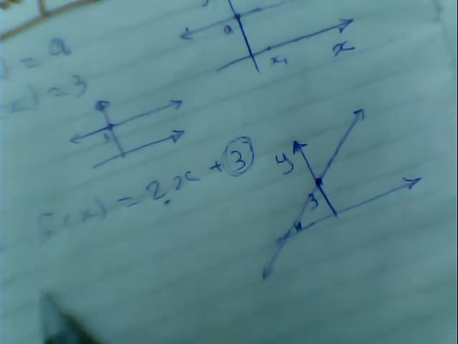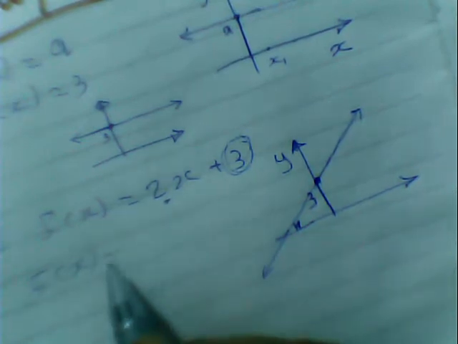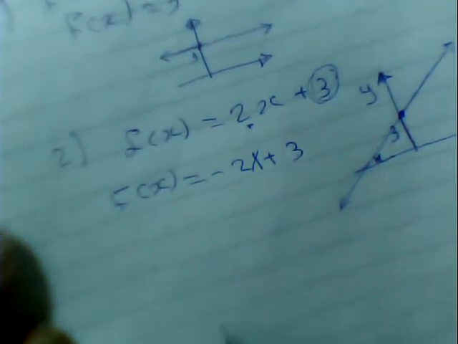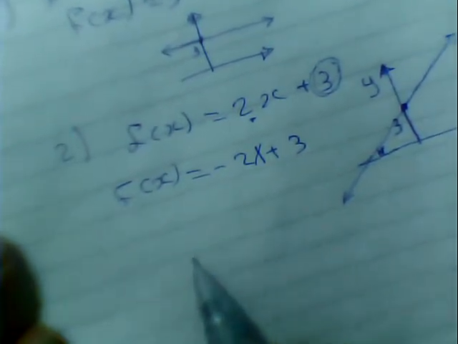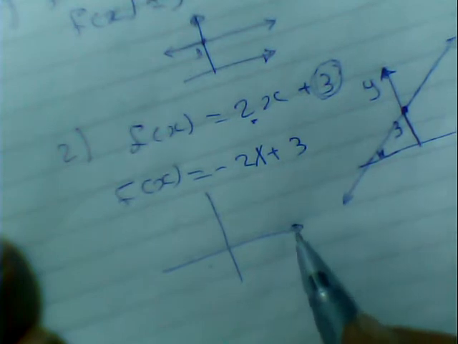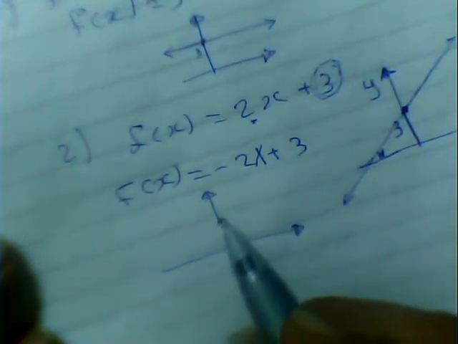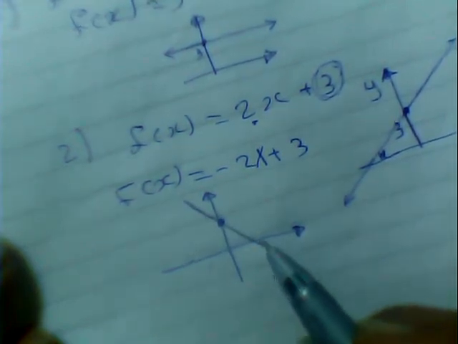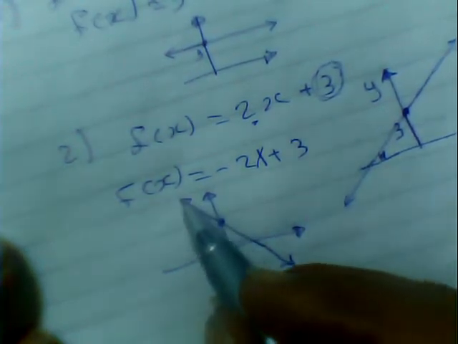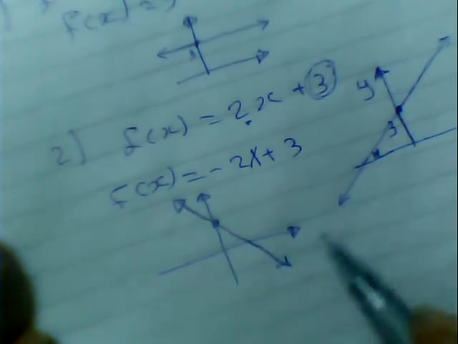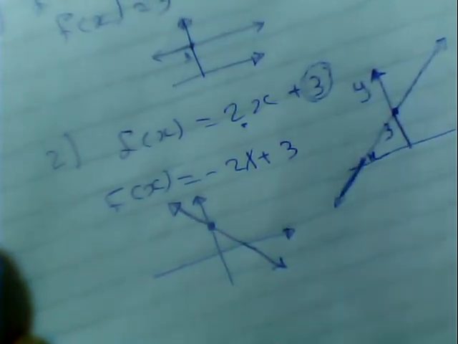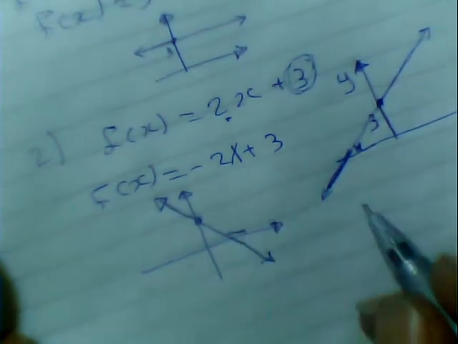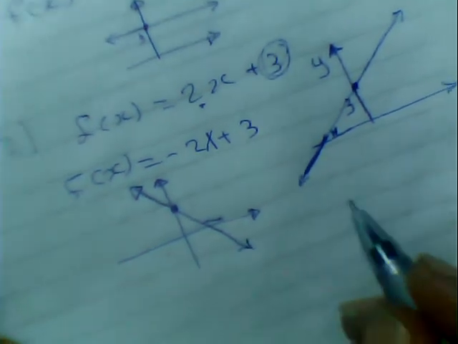But if f of x equals minus 2x plus 3, then that changes. We draw the x-axis, y-axis, and this point again, but the slope is negative, so we draw like this. This slope is positive, this one is negative, and then we can draw any function the same way.